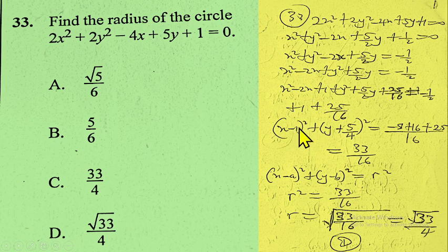So from there, you can change this one to a perfect square. That will give us x minus 1 all squared. You can also change this one to a perfect square. That will give us y plus 5 over 4 squared. Then you simplify the right hand side.